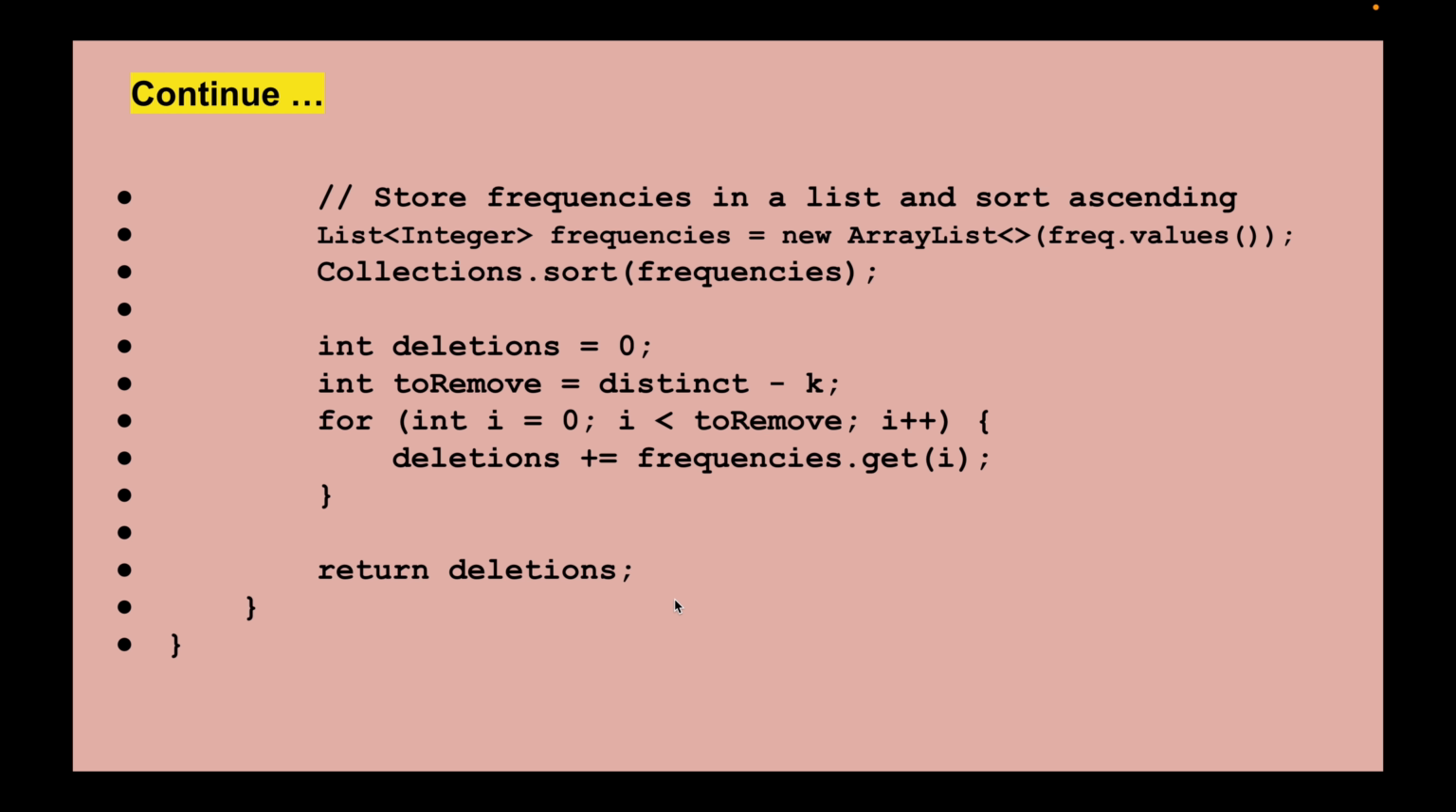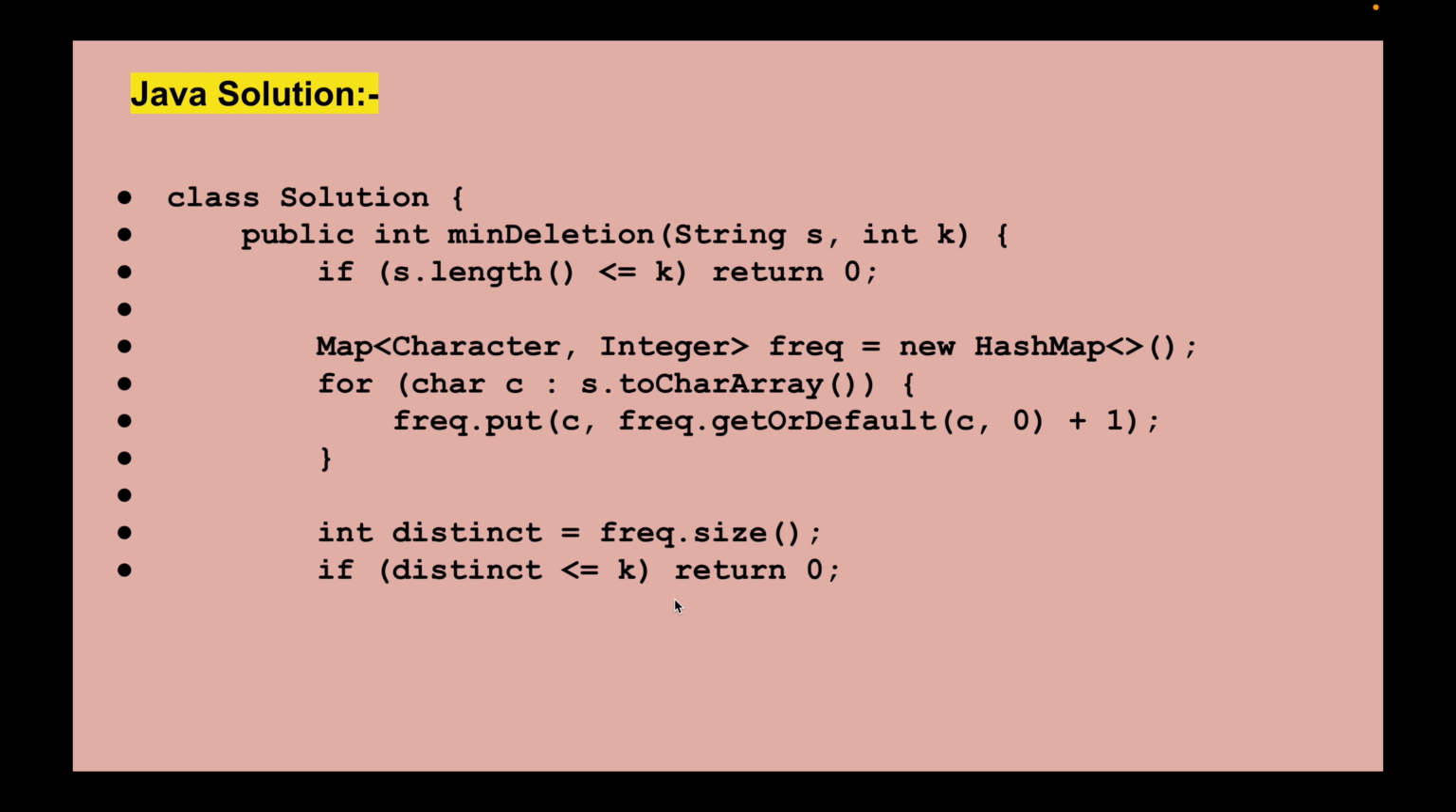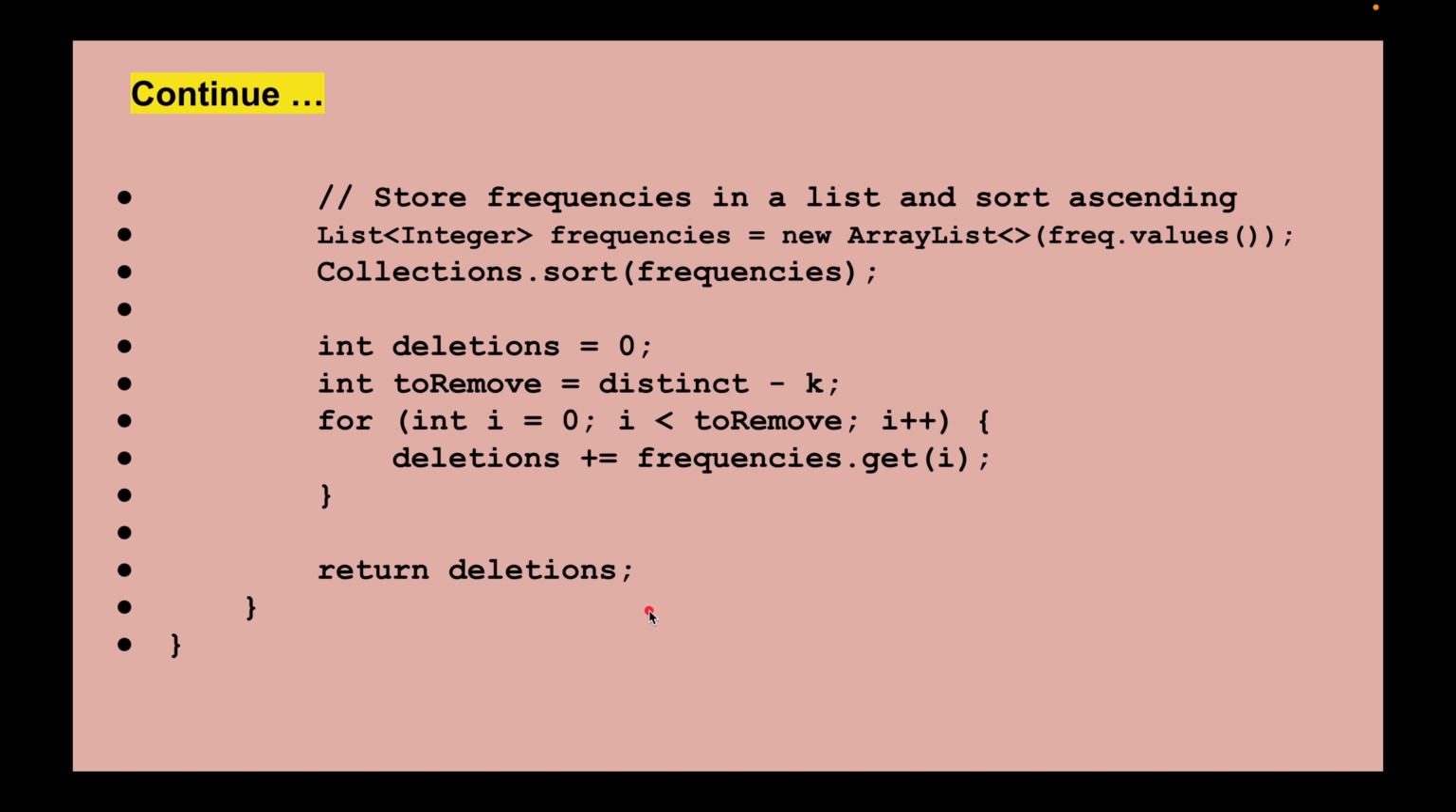Now what we have done here: we have created the frequency map, put the frequency of all characters into it, then found the distinct count from frequency.size. We check if distinct is less than or equal to k, return 0. Otherwise convert frequency.values into the frequency list, sort with Collections.sort in ascending order, and find how many to delete, distinct minus k. Then we make the for loop, find the actual deletions required, and return the deletions.